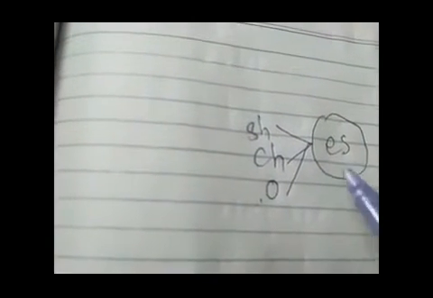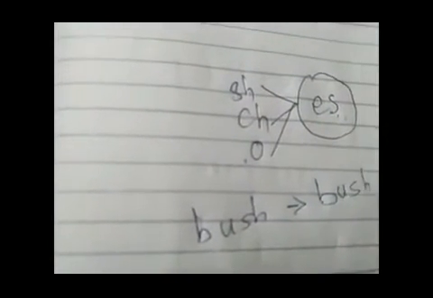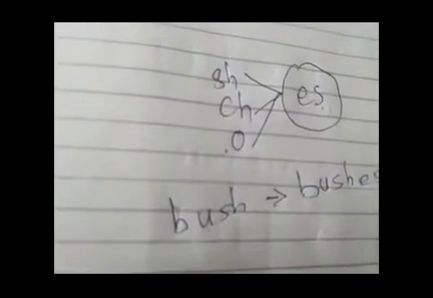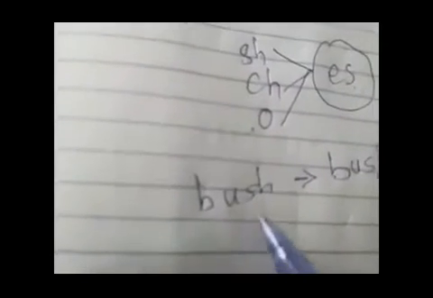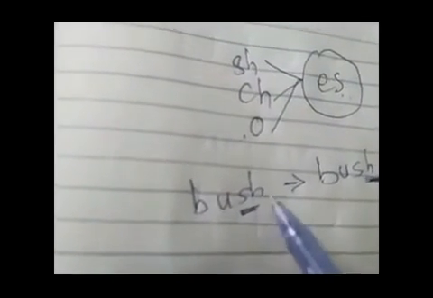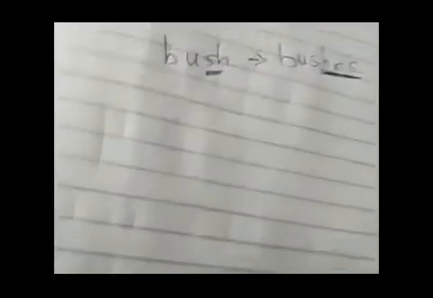Okay students, like Y and F, if SH, CH or O comes at the end of a singular word, then you need to replace it with ES. To make such singular words plural, you need to put ES. For example, bush will become bushes. You will put ES after SH in the plural. If it is singular, after SH you are not going to put simply S, you are going to put ES.